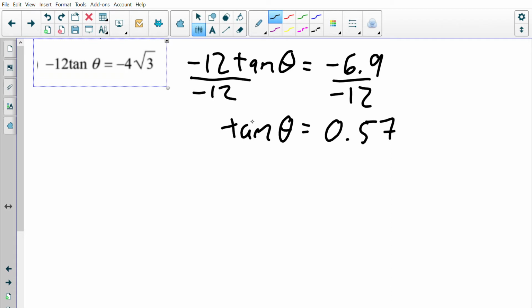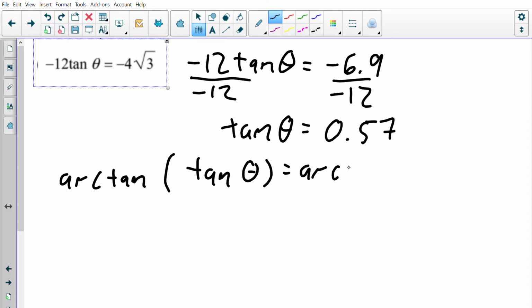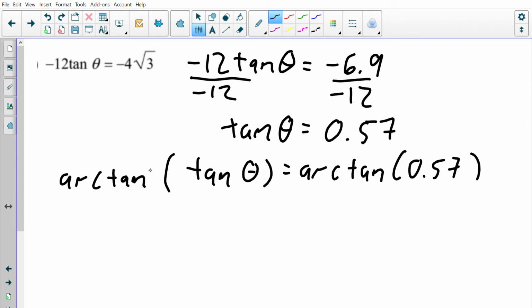To get rid of this tangent, I'm going to do arctan to both sides. Arctan and tan cross each other out, and I'm just left with theta. Arctan is just a function on my calculator that I pushed and then entered this number, and I got 30 degrees.